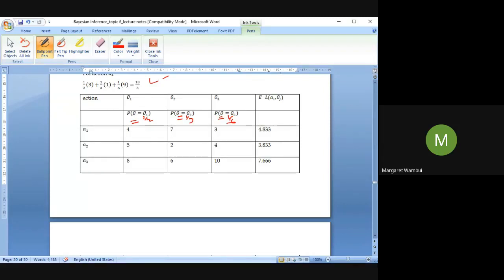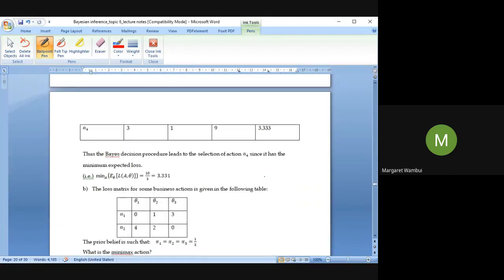So you'll take a half times a 4 plus a third times 7 plus a sixth times 3. You get the answer. You take a half times 5, a third times a half, a sixth times a 4, you get the answer. And then after that, all these are the expected values. What do you do with the expected values? You select the minimum among them.